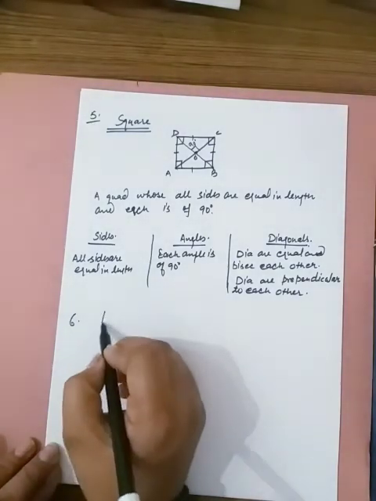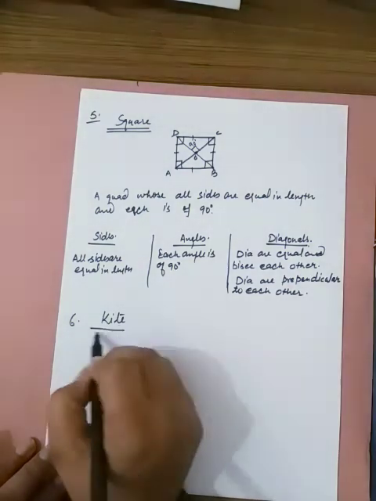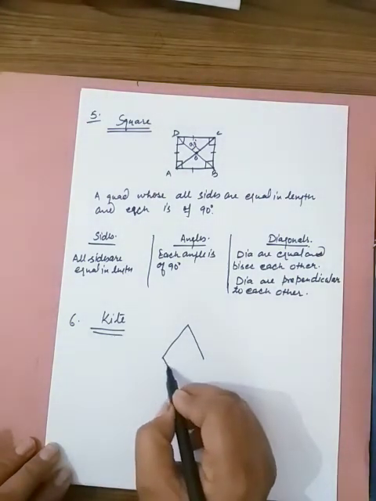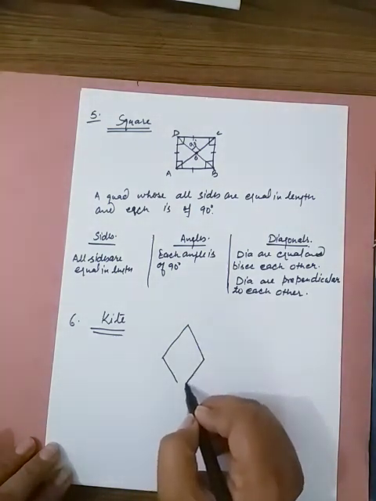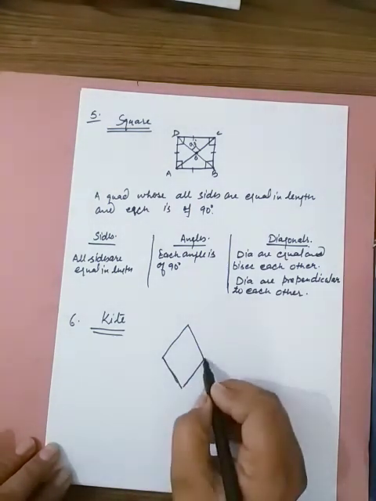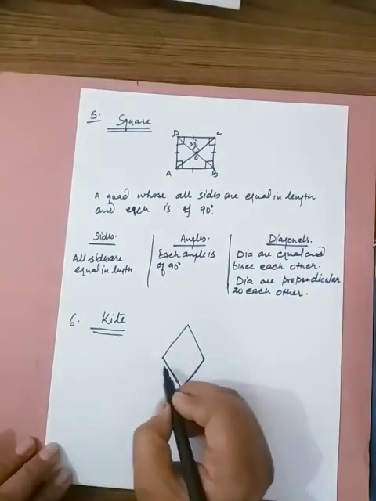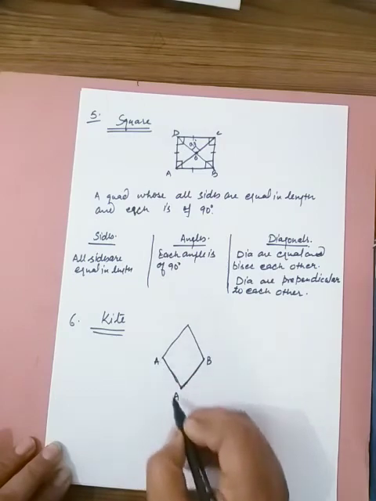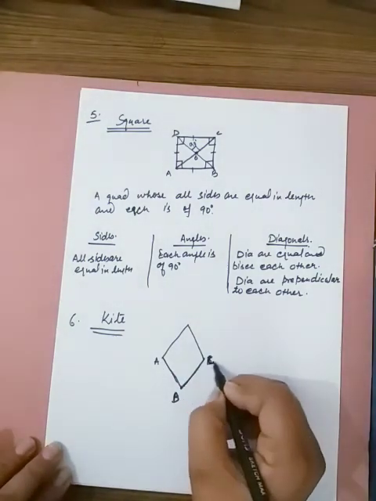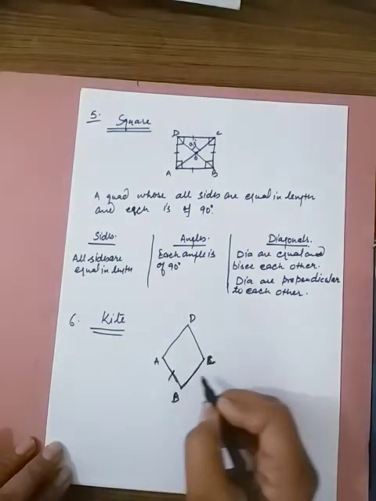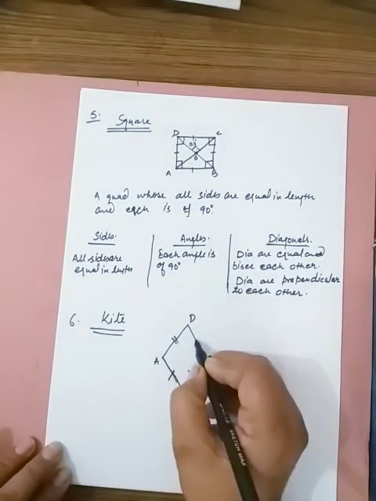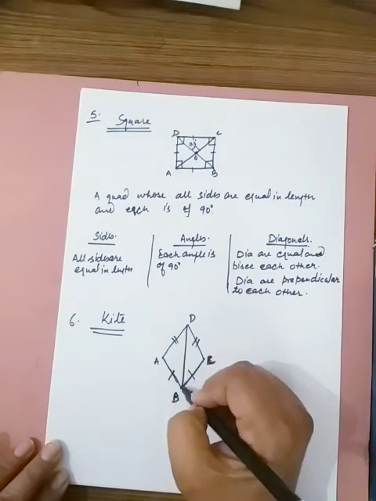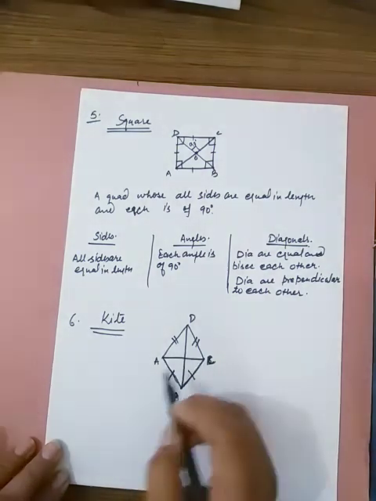The next quadrilateral is kite. A kite is a quadrilateral whose adjacent sides are equal. Two pairs of adjacent sides are equal. A, B, C, D. Here AB and BC equal हैं, AD and CD equal हैं. And diagonals of kite are again perpendicular to each other.